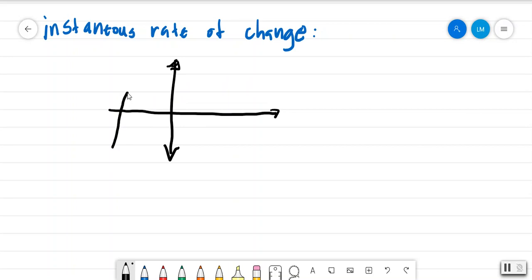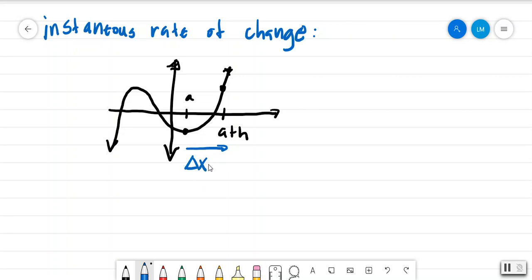let's say that, okay, yeah, we have a polynomial, and let's say that, for example, that we just want to know what the average rate of change is at this point. So this would be a, and then let's say that we label this as a plus h. Then what that means is that technically I can find my delta x. So delta x is equal to a plus h minus a, which is just h.